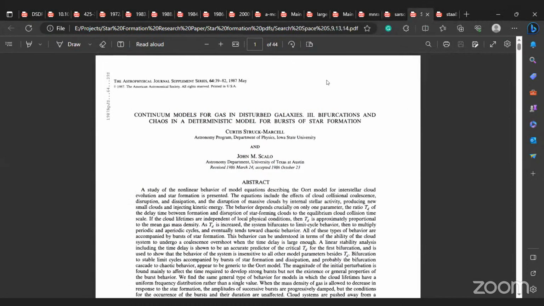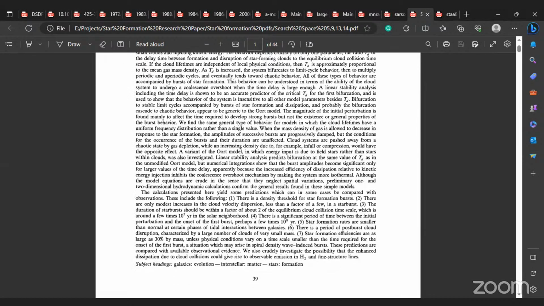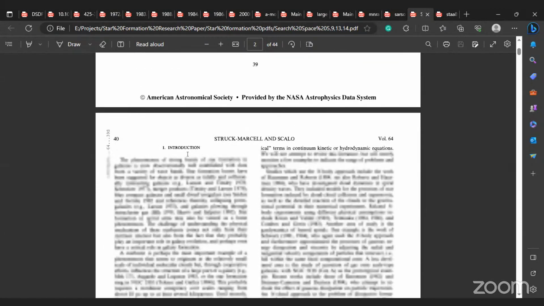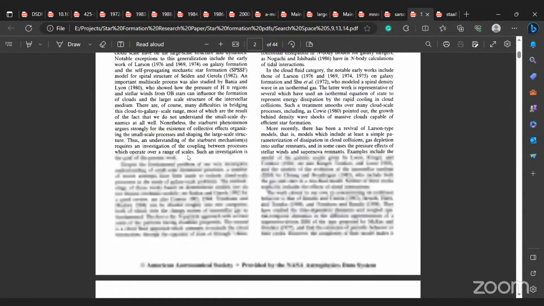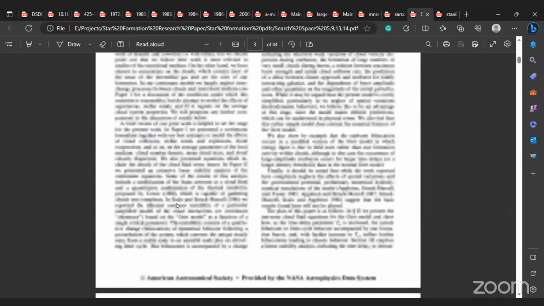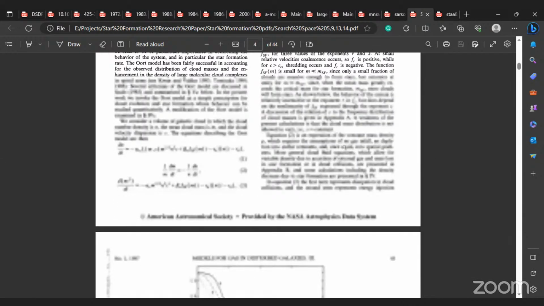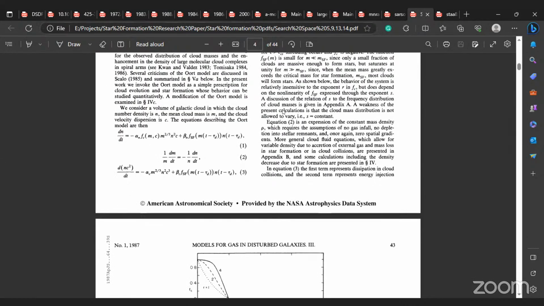Okay. And so I hope you have noted down the name of this paper. And so this paper is Continuum Model in Distributed Galaxy. Okay. Actually, I just opened all the papers that I had. Okay, let's just go to the equations. Okay, I think you can leave out this paper, it's not required.